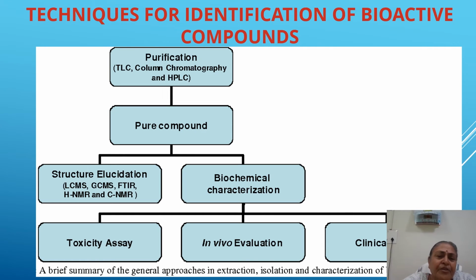So TLC, chromatography, HPLC, and HPTLC are some techniques which will help us purify this compound. Once the compound is purified, structural elucidation is also possible using techniques like LCMS, GCMS, and FTIR. Then after the structural elucidation, the NMR technique will help to know the mass of this compound and identify it. After identifying that compound, we may add through biochemical characterization the character of that particular compound which we have obtained from the algae.